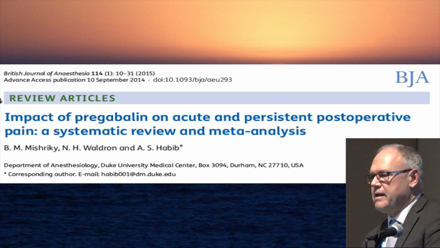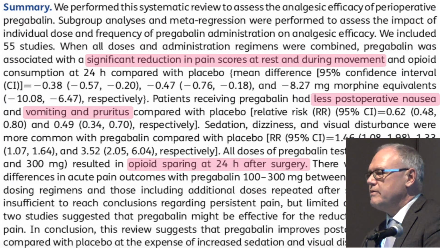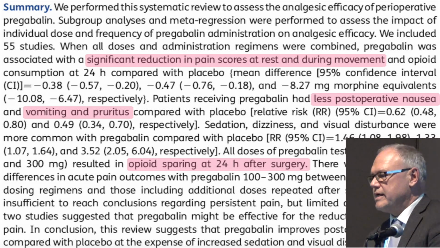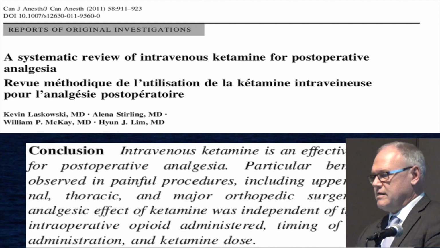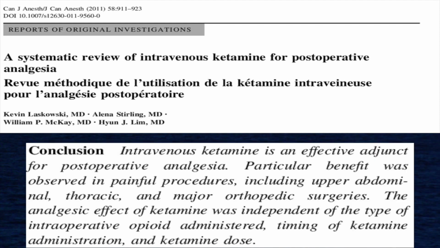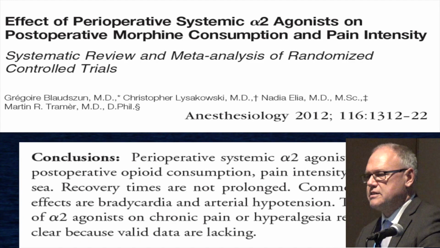We know that pregabalin can have an effect here. This is one of the latest meta-analyses in the DGA. And if you look at the summary, you have a significant reduction in pain score at rest and during movement, opioid sparing effect, and you have reduction of nausea and vomiting and pruritus. Thereby, the three criteria are fulfilled here. You have ketamine, where there are pretty much identical findings with regard to the three outcomes. And here of interest, and that is possibly true for pregabalin too, that the bigger the surgery, the worse the pain, the more useful it is to use ketamine in this case, for example, upper abdominal, thoracic and major orthopedic surgery has the best evidence.